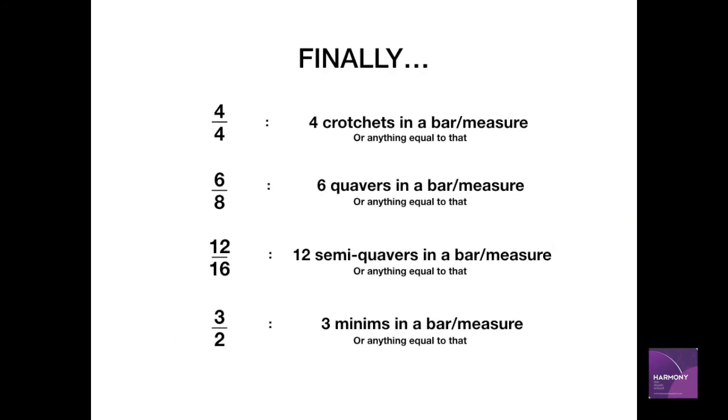So whenever you see a 4 on the bottom, you know it's crotchets. When you see an 8 on the bottom, you know it's quavers or eighth notes. When you see a 16 on the bottom, you know it's a 16th note. When you see a 2 on the bottom, you know it is a minim or a half note.